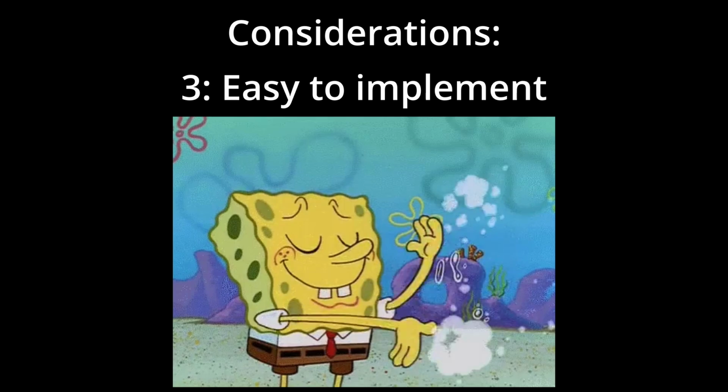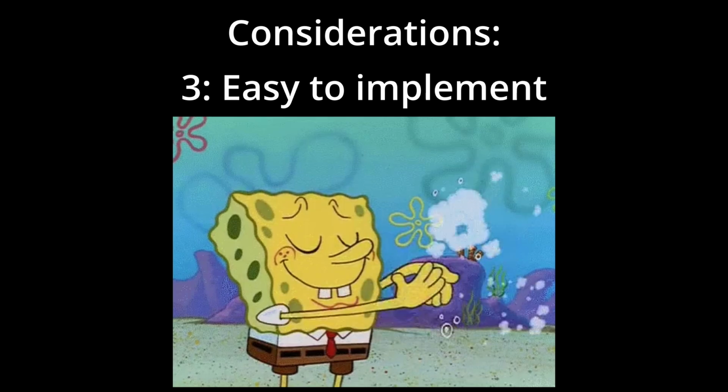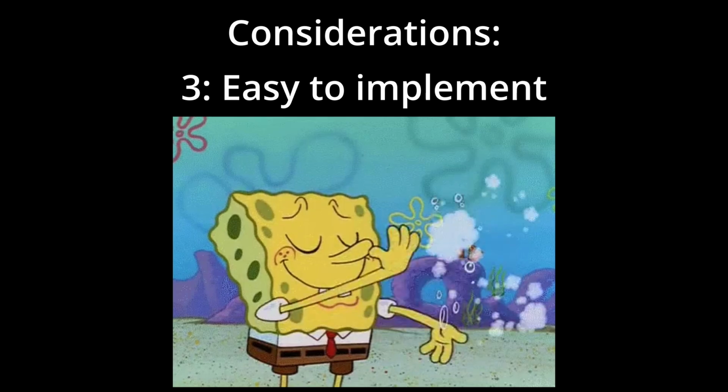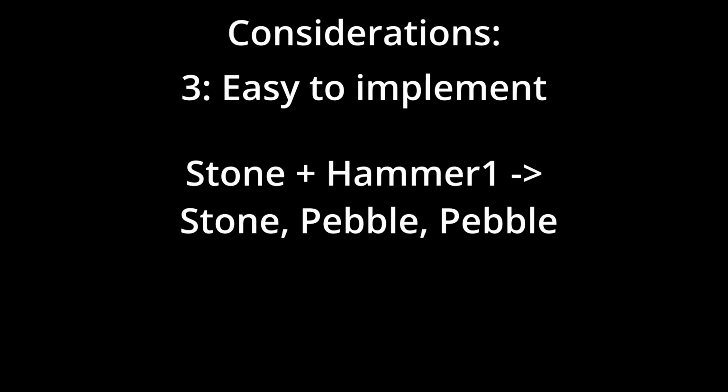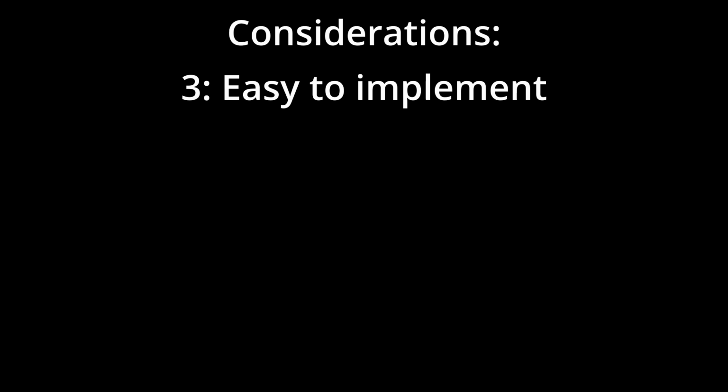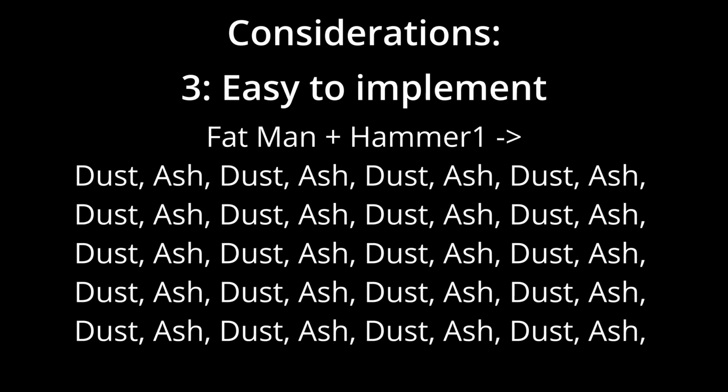3, the best way is the easiest. It would be great if I could say in the recipe, 1 stone with the distraction hammer gives 1 stone and 2 pebbles, but then I'd have to program something to handle that times 2. Instead I just say it gives stone pebble pebble and be done with it. That got a bit silly for the fat man that gives 20 dust and 20 ash, but it also let me alternate dust and ash, which is a nice feature.